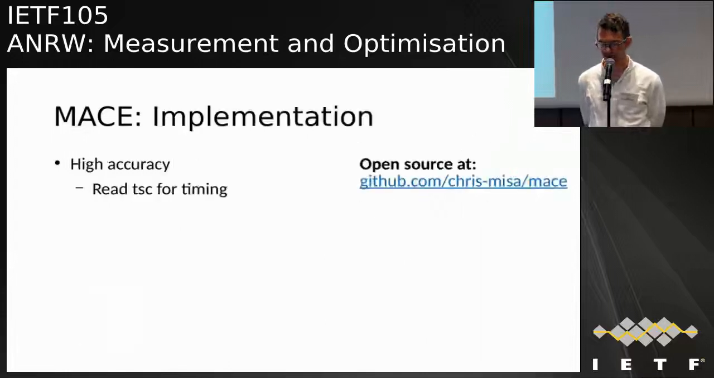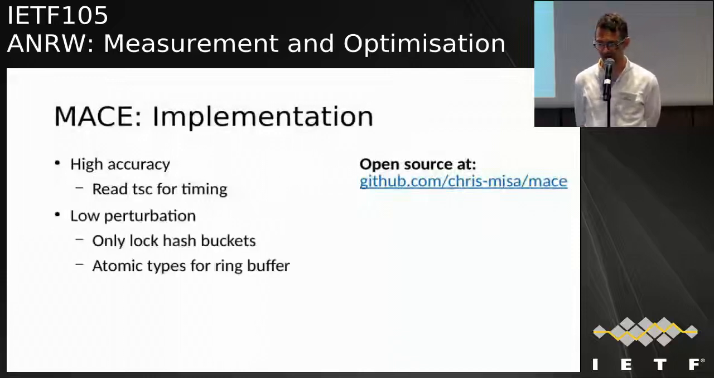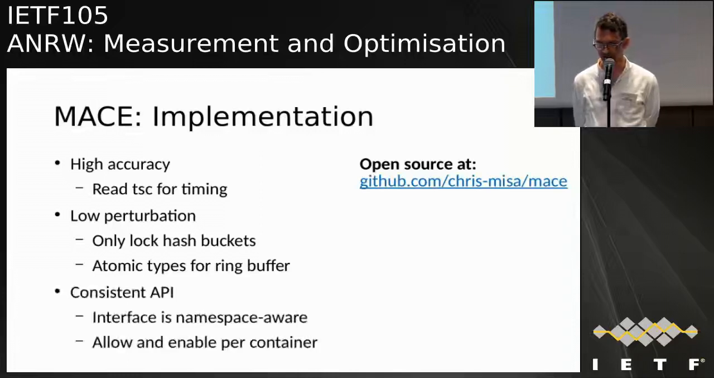Okay, just a couple more implementation notes. We're using the TSC for accuracy and low overhead timing. We minimally lock everything, so we're using atomic types for the most part to deal with the lists and queues that we have to maintain. And we have a consistent namespace aware API.